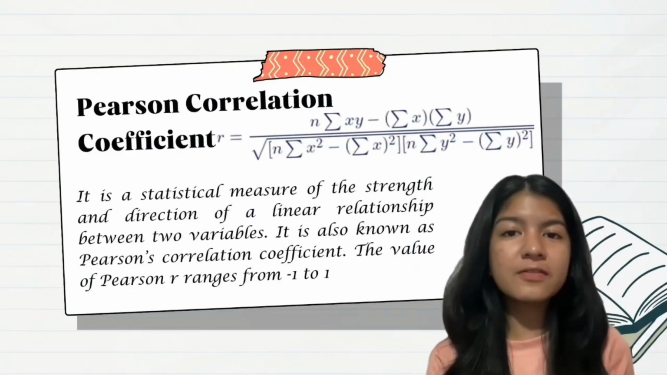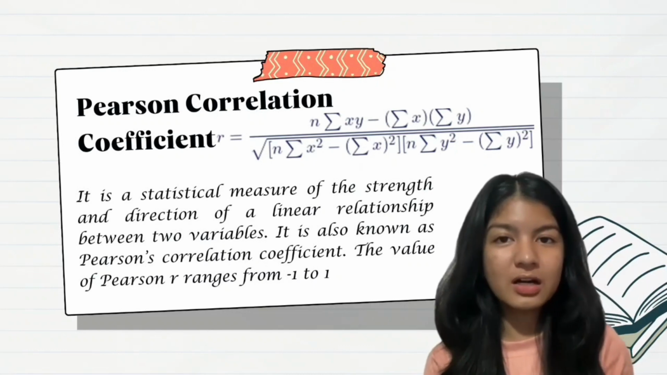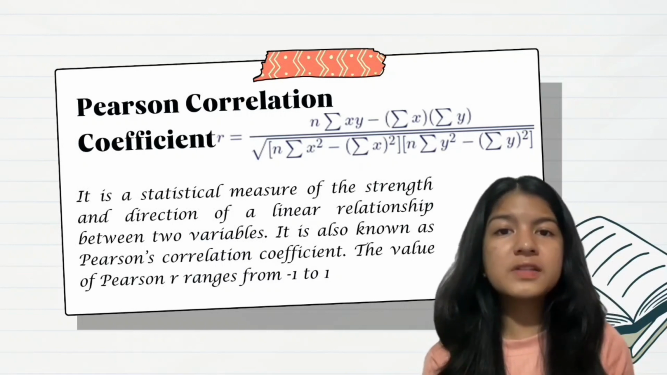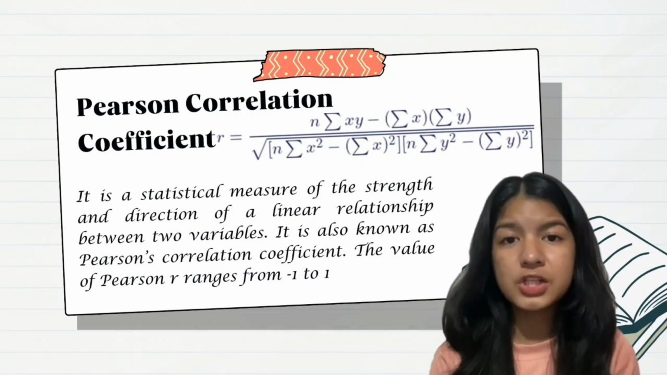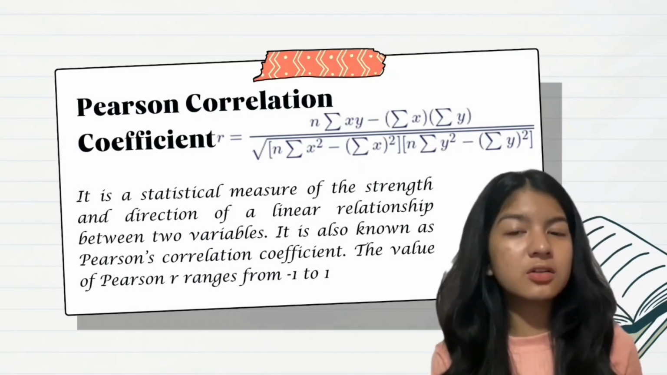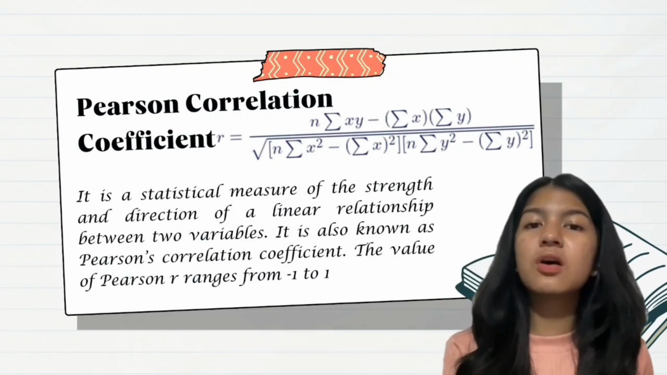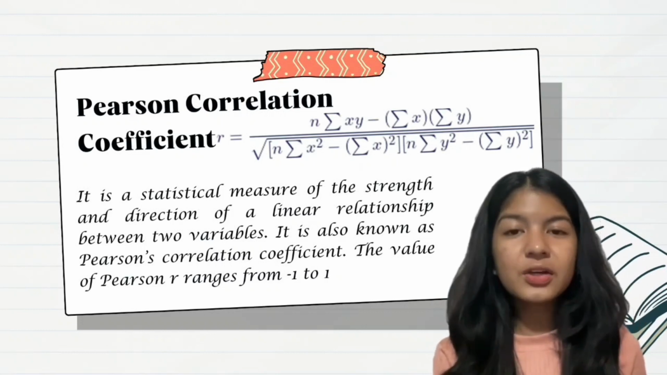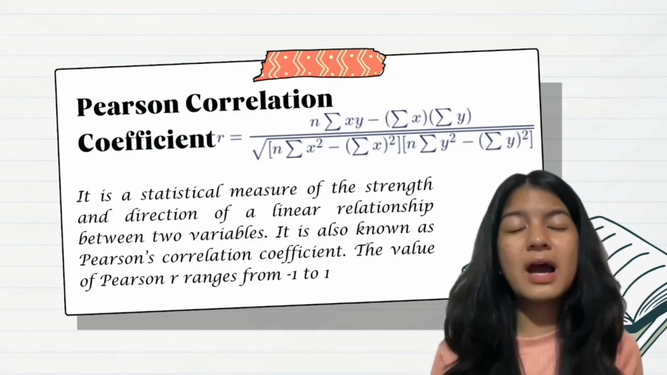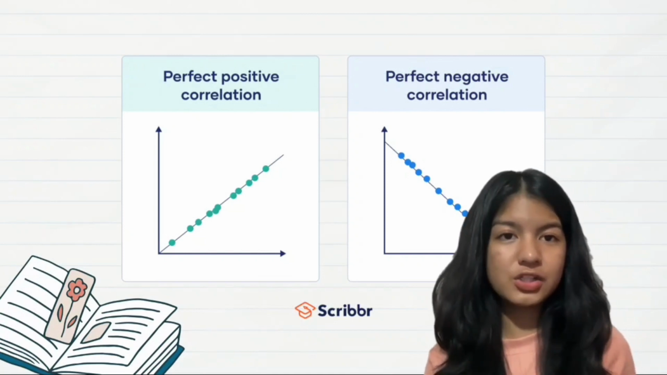And lastly, we have the Pearson correlation coefficient, also known as the Pearson R. Pearson R is a statistical measure of the strength and direction of a linear relationship between two variables. Take note that there must be a clear causal relationship in every correlation. Just because there is a correlation, you cannot tell which way the relationship is going. That is why we have the perfect positive correlation and the perfect negative correlation.